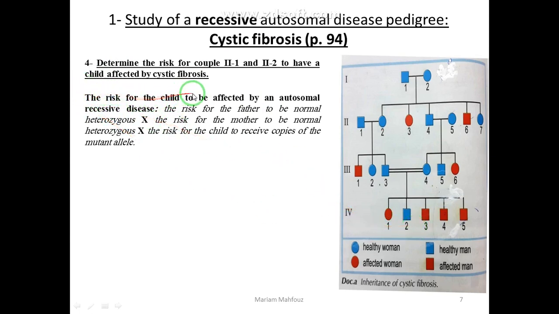The risk for the child to be affected by an autosomal recessive disease equals the risk of the father to be normal heterozygous times the risk of the mother to be normal heterozygous times the risk for the child to receive copies of the mutant allele.